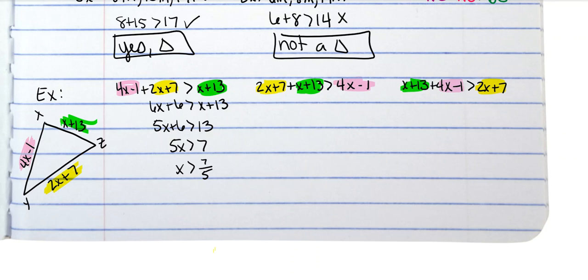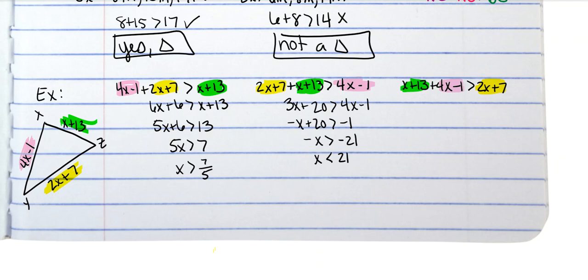All right, then let's combine like terms. 2x plus x is 3x. 7 plus 13 is 20. And then 4x minus 1. Subtract 3x from both sides, so 20 is greater than x minus 1. You know what? I'd rather move all the x's to the left. Negative x plus 20 is greater than negative 1. Subtract 20 from both sides, so negative x is greater than negative 21. Then I need to divide everything by negative 1, and anytime that you divide by a negative, this sign flips. So x has to be less than 21.